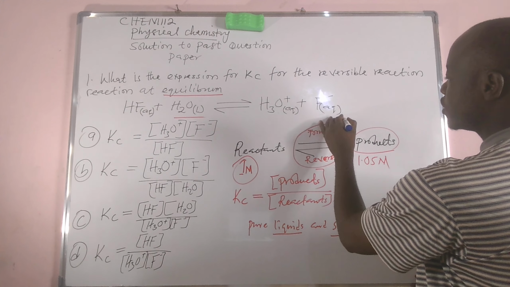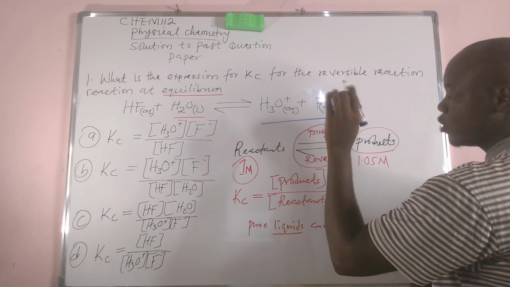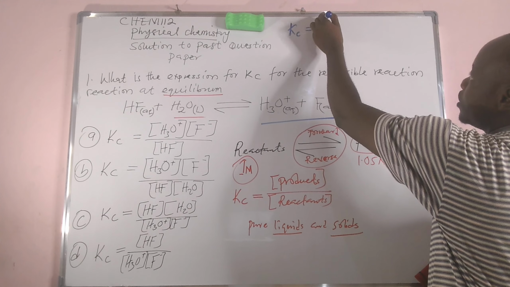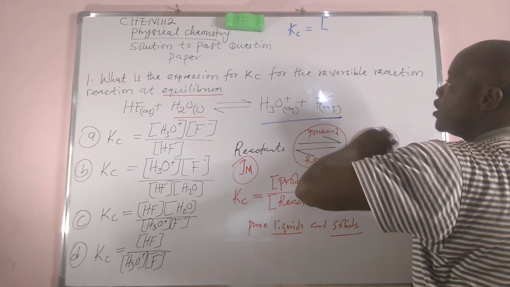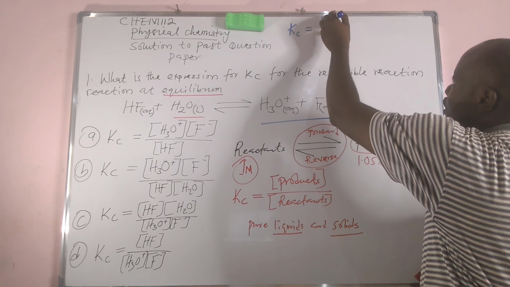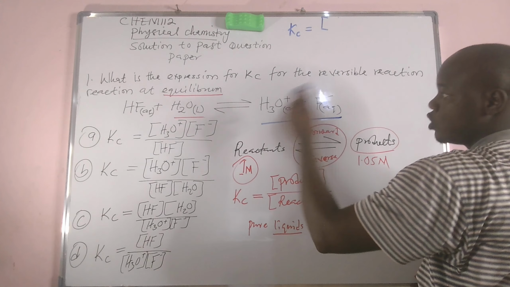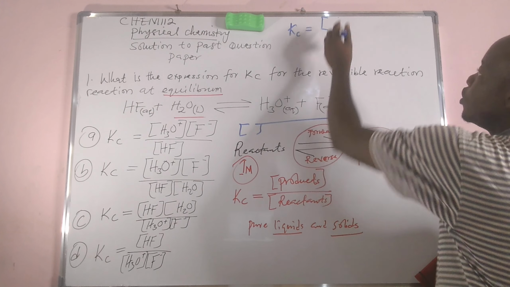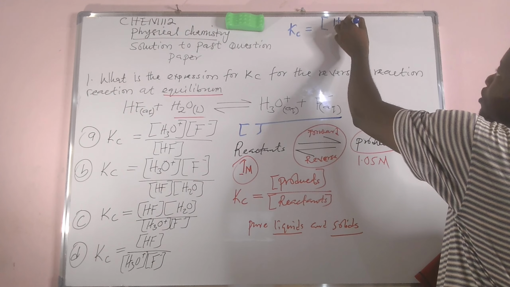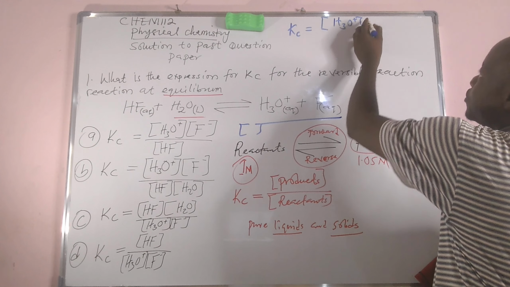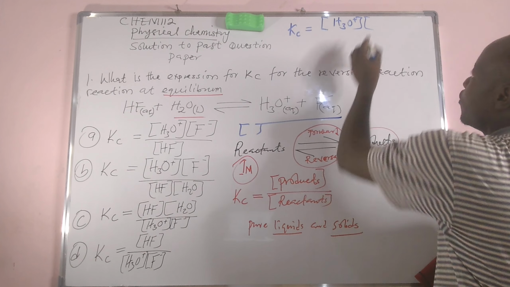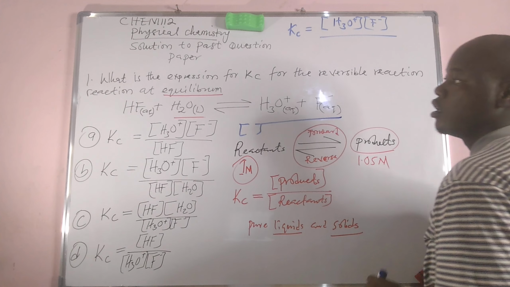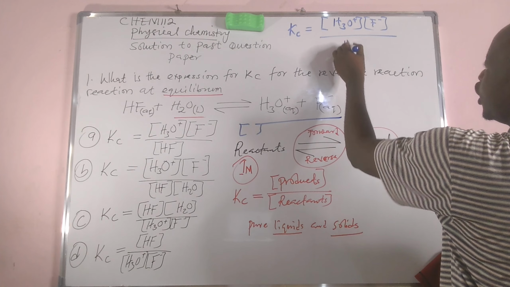You see, this is the product, so we have to start. In chemistry, whenever you see this, this is Kc. Whenever you see this bracket, it means you have a concentration. So this bracket means concentration. Therefore now we have the concentration of the hydroxonium ion times the concentration of the fluoride ion divided by the concentration of HF.